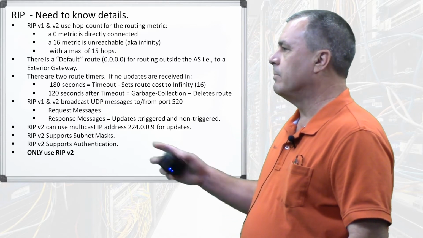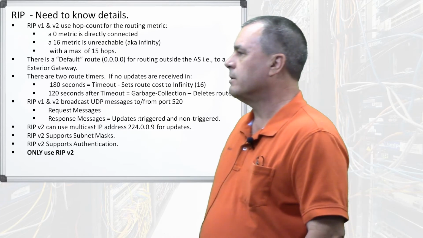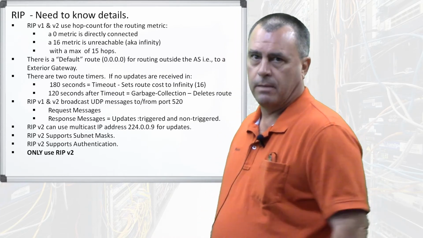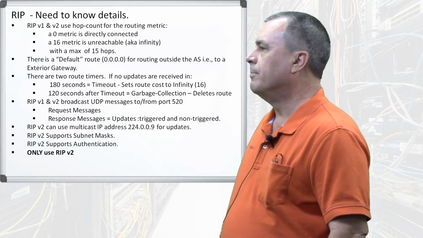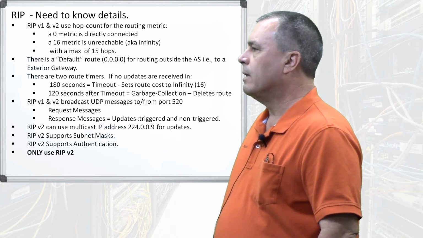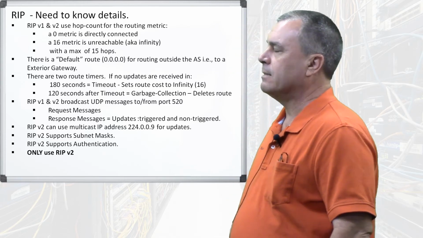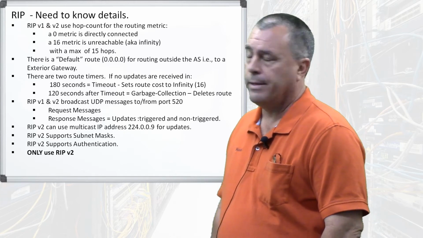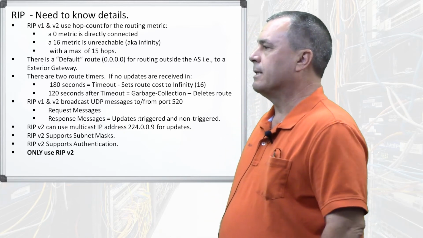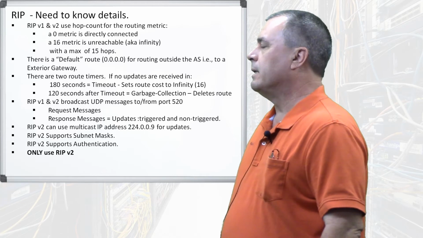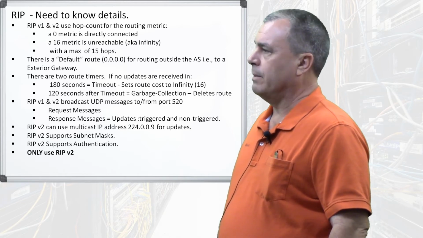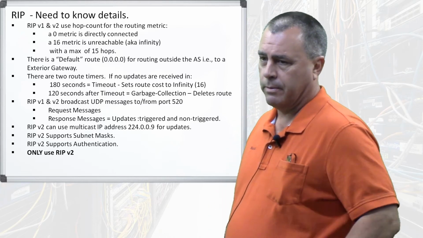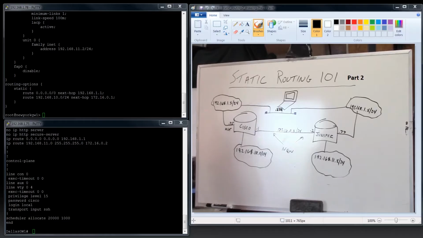Okay, yeah, and so the multicast IP address is 224.0.0.9, and it sends and receives updates on those. You'll see that later. And RIP v2 supports subnet masks in its update messages, and it also supports authentication. So we're not going to set up authentication today. And like I said earlier, only use RIP v2 if your box that you're trying to set up only supports RIP v1, I wouldn't even bother.